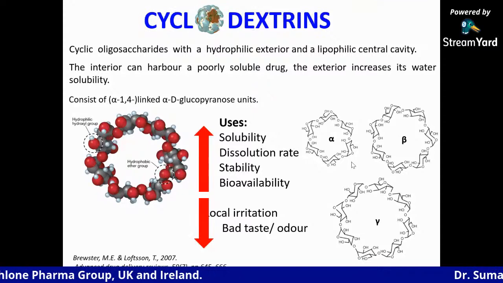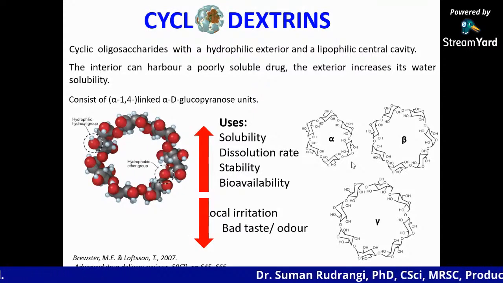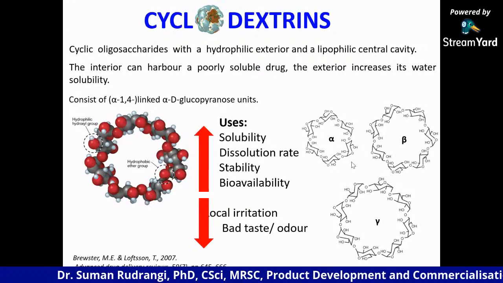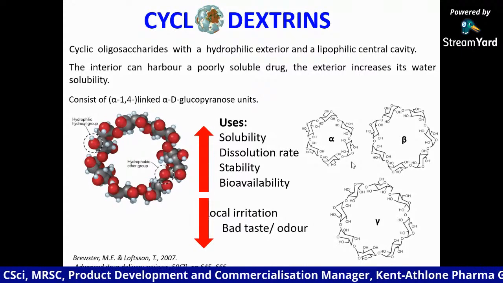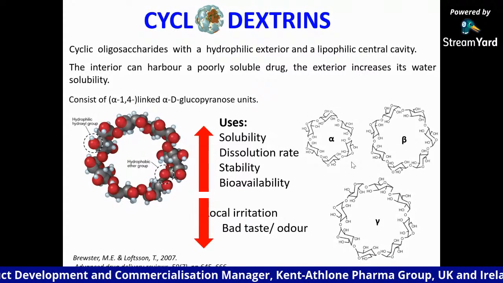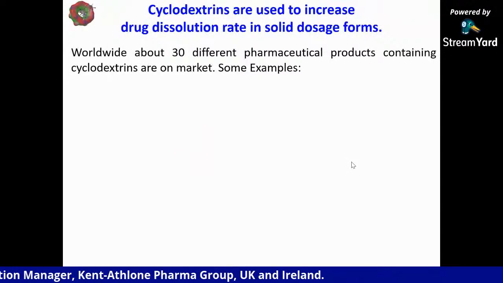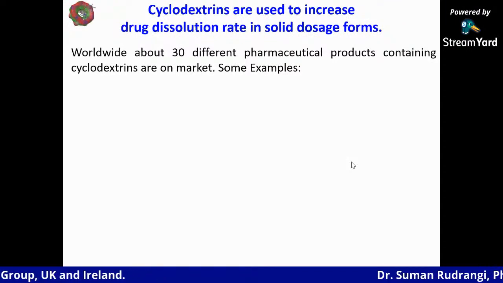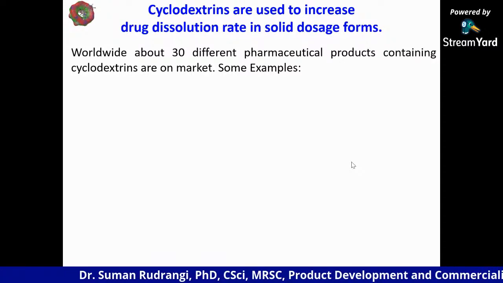I repeat, cyclodextrins are cyclic oligosaccharides with a hydrophilic exterior and a lipophilic central cavity, and the interior can harbor a poorly soluble drug, while the exterior enhances its water solubility. Cyclodextrins are used to increase drug dissolution rate in solid dosage forms. Worldwide, about 30 different pharmaceutical products that contain cyclodextrins are available in the market.